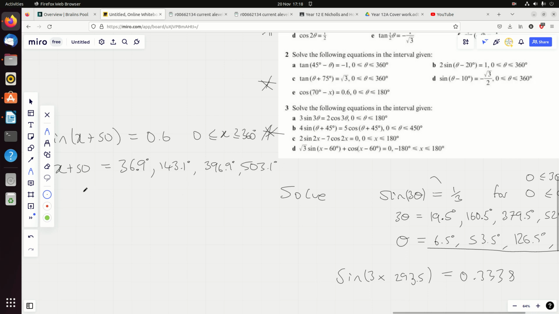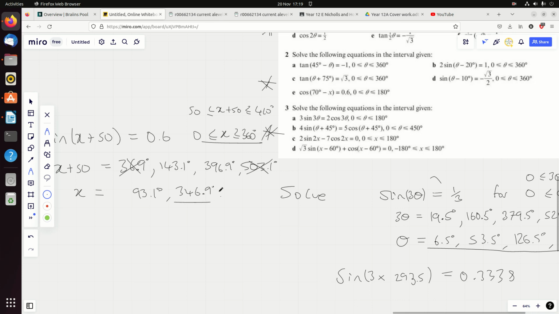But I've probably gone too far here, because now I'm going to take 50 off. Now when I take 50 away from that, it's not in the range anymore. And that's because I needed answers actually from 50 up to 410, because x plus 50 is trapped between 50 and 410, which is why that one's not going to work, and this one's not going to work. I need to take away 50 from these two, and that's what I'm going to do. So I'm going to get 93.1, and then I take away 50 from that, I get 346.9.